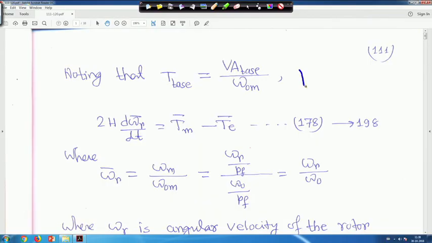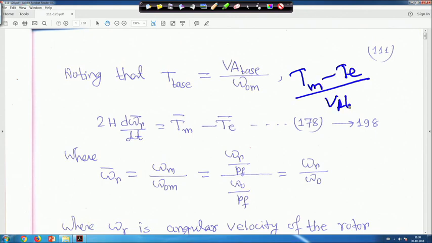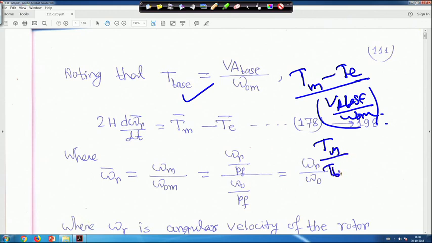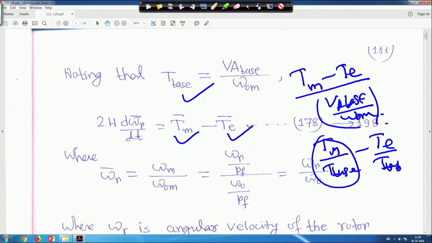Okay. So, in the previous equation we just saw, T_m minus T_e divided by V_a base divided by omega_0m is basically nothing but the torque base. That means this equation becomes T_m by torque base minus T_e by torque base. So T_m by T_base we write as T_m bar, and T_e by T_base as T_e bar.